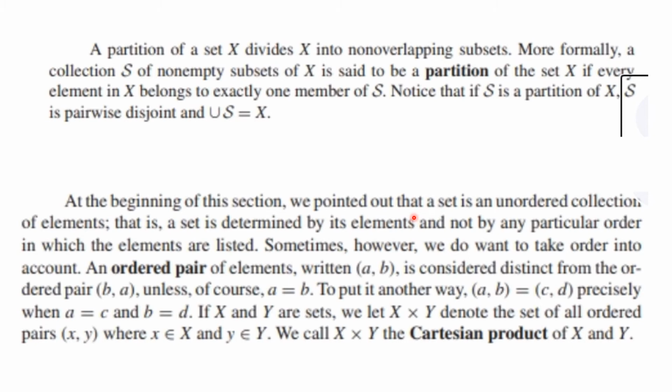At the beginning of this section, we pointed out that a set is an unordered collection of elements. That is, a set is determined by its elements and not by the particular order in which the elements are listed. Sometimes, however, we do want order to matter, and an ordered pair (A, B) is distinct from the ordered pair (B, A), unless, of course, A is equal to B. Put another way, the only way those two things can be equal is for the first element to be equal and for the second element to be equal. So if X and Y are sets, then we will define X cross Y to denote the set of all ordered pairs (x, y), where the first element comes from the first set and the second element comes from the second set. We call this the Cartesian product of X and Y.